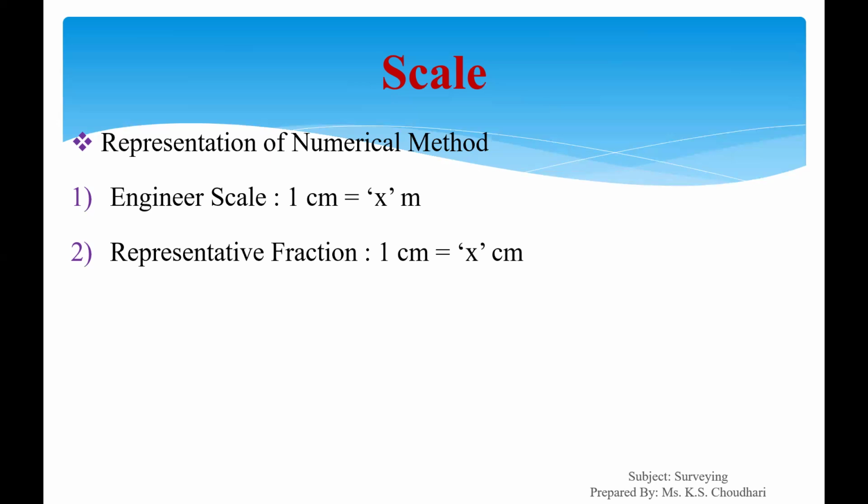Now, the ways of representation of numerical method. Number 1, engineer scale. 1 centimeter is equal to x meter. In engineer scale, we can take different units. Number 2, representative fraction. 1 centimeter is equal to x centimeter. In representative fraction, scale is represented in the form of a fraction. The only condition is we have to take the same unit for both.